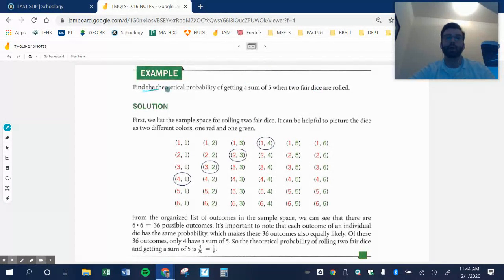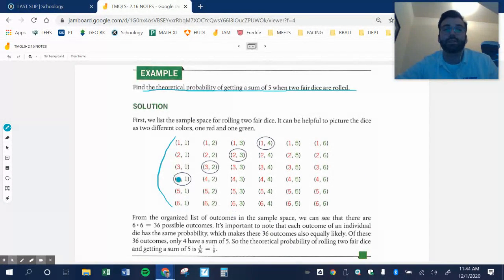Find the theoretical probability of getting a sum of 5 when 2 fair dice are rolled. So the book listed out all the possibilities. Now, I wouldn't ask you to do this on our assessment. I wouldn't ask you to sit there and write out all these possibilities. That's 36 possible outcomes. That's a lot to write by hand. There are different ways to do that. The type of problems that we're going to be focusing on are not going to have you do this.